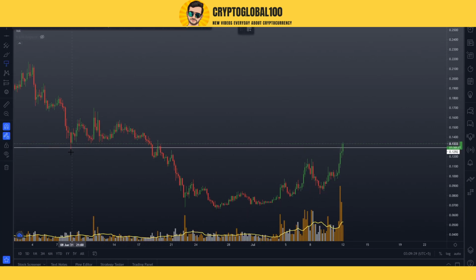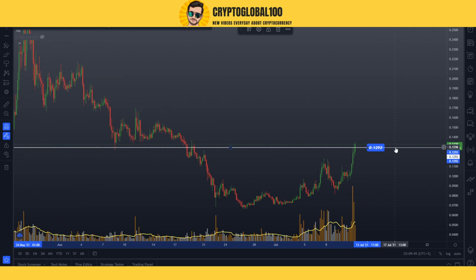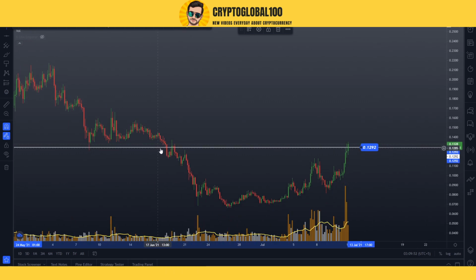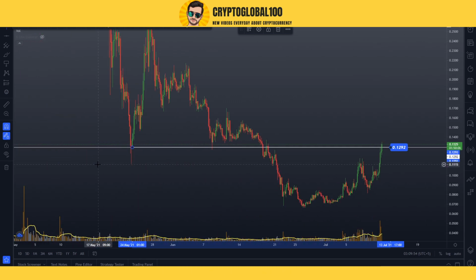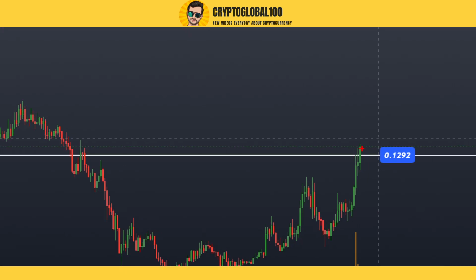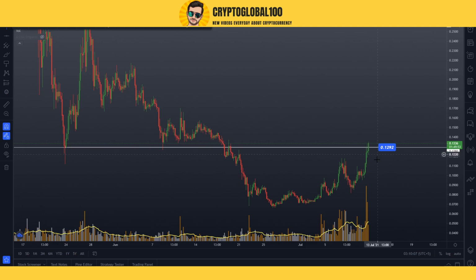Let me show you this one. The price needs to close above 0.1292. Then it means we have successfully broken this area, but it's only going to happen when this candle closes above this area. So that is the first target.